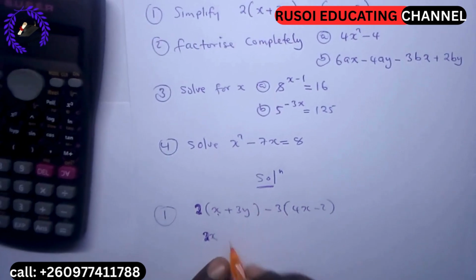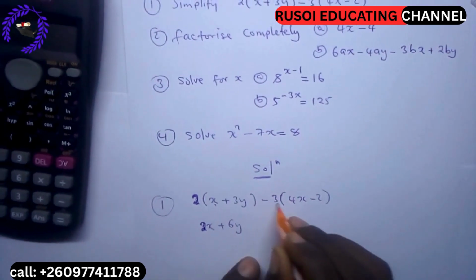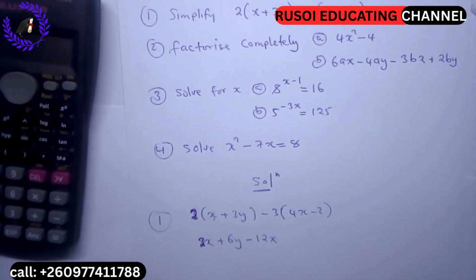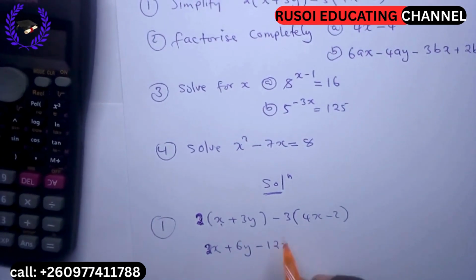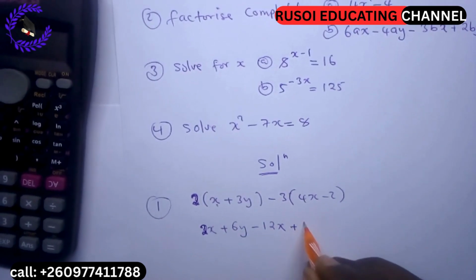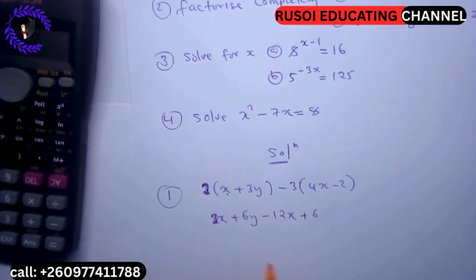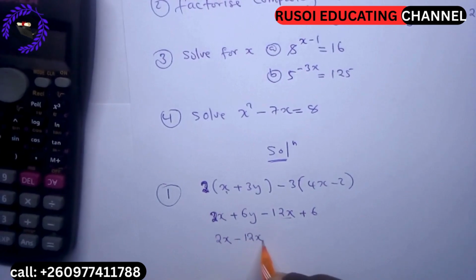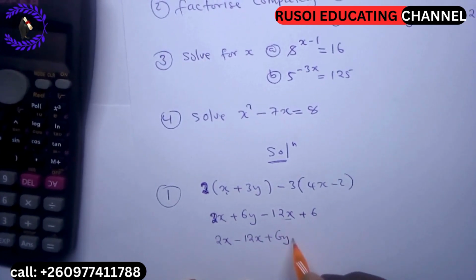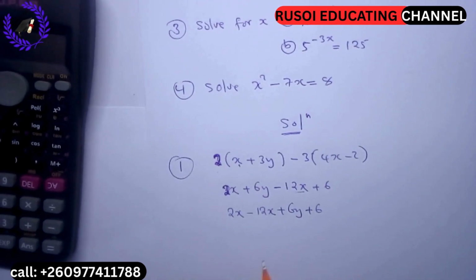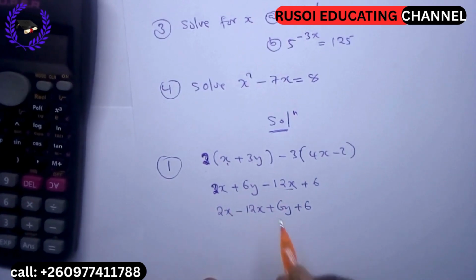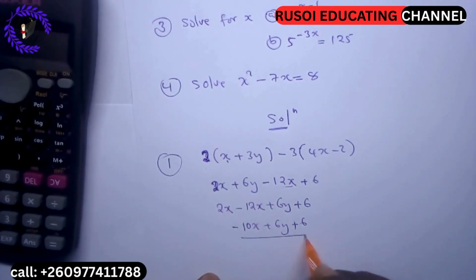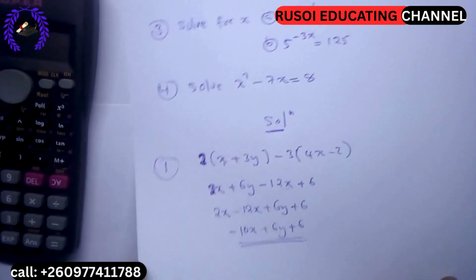2 multiplied by 3y will give you a 6y. Negative 3 multiplied by 4x will give you a negative 12x. And then a negative 3 multiplied by negative 2 will give you a positive 6. So you are going to write like terms together: 2x minus 12x plus 6y plus 6. Then from there, 2x minus 12x will give you a negative 10x plus 6y plus 6. So that will be the end of the solution to question number 1.